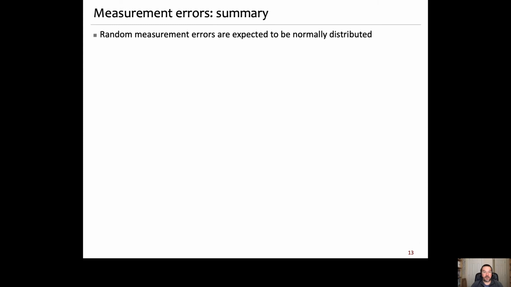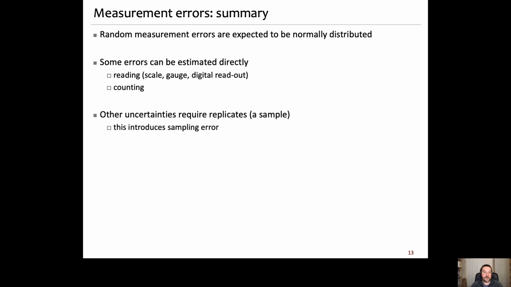Let's summarize what we have learned so far. Random measurement errors are expected to be normally distributed, which means, in terms of repeated experiments, if you repeat your experiment again and again and collect all the results and build a distribution of your results, this will be approximately normally distributed in most cases. Some errors can be estimated directly, like a reading error from a scale or gauge, and counting errors, they are kind of a special case. Other uncertainties require replicates. You need a sample of your measurements, and that introduces sampling error.